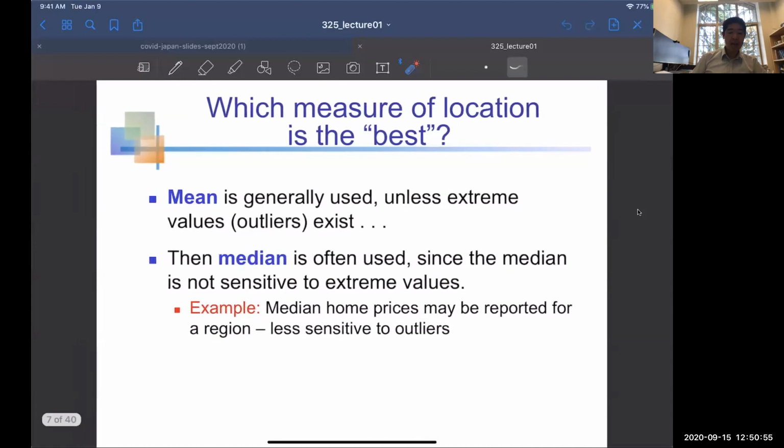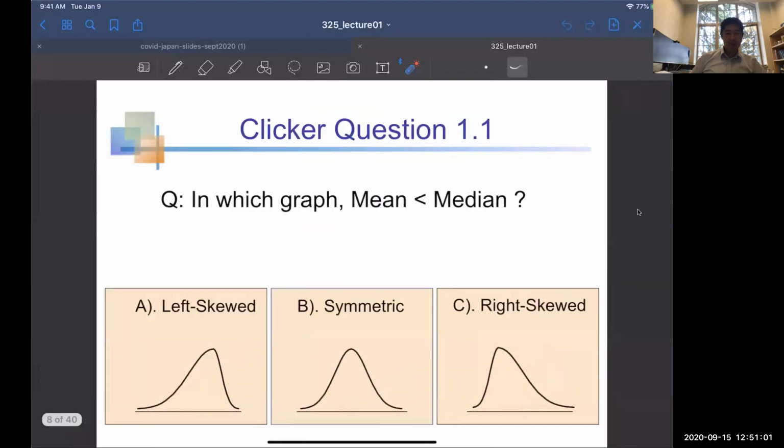But if you are a data scientist, what you want to do is you report both and then get the idea. All right.